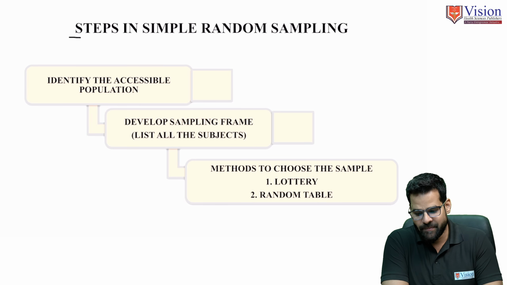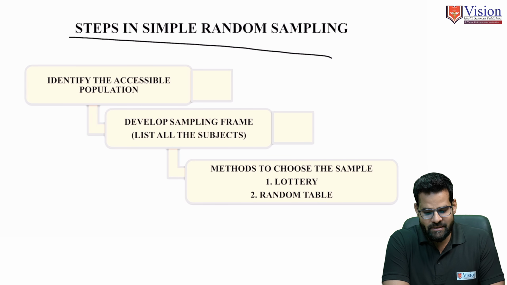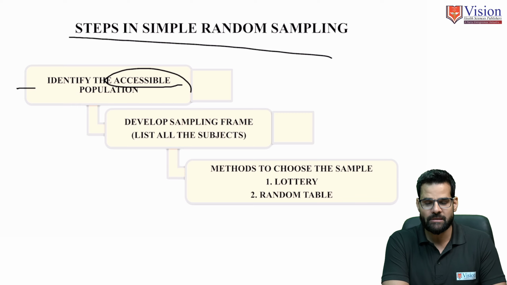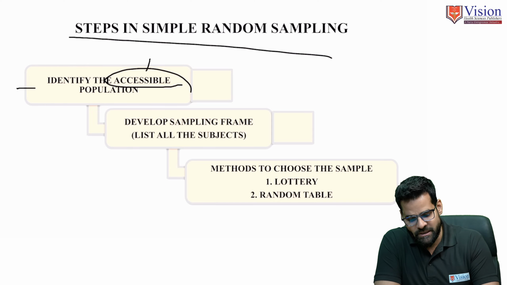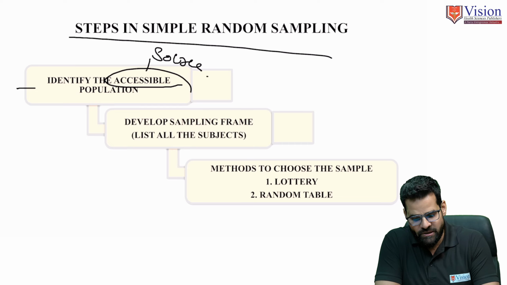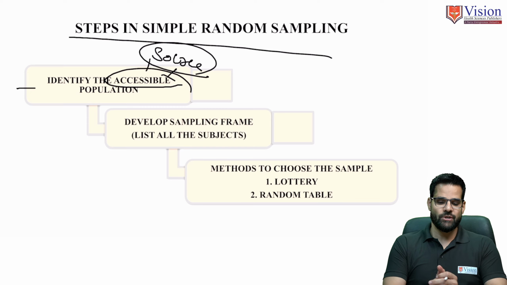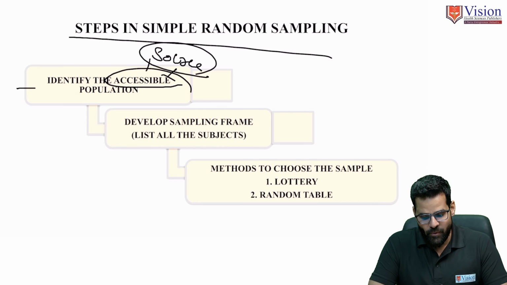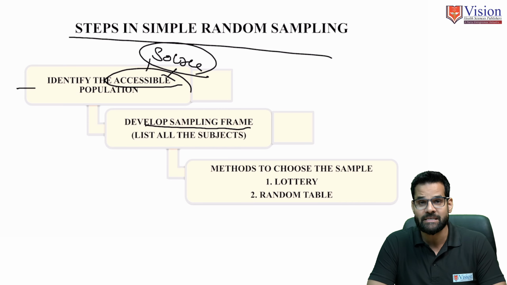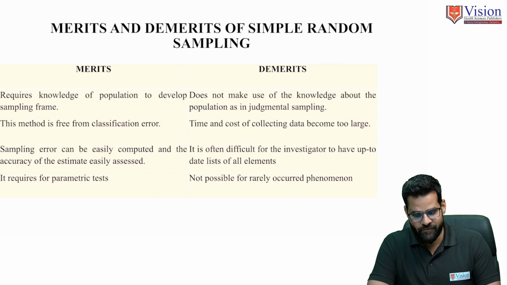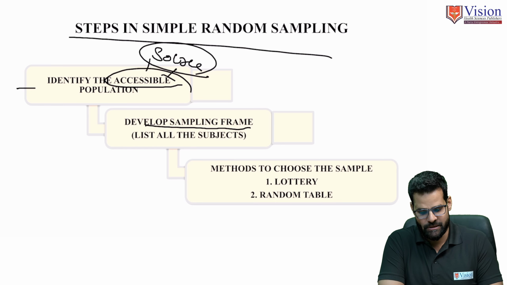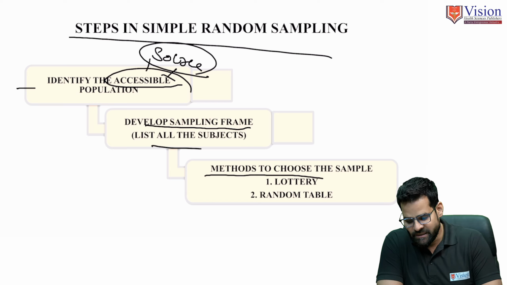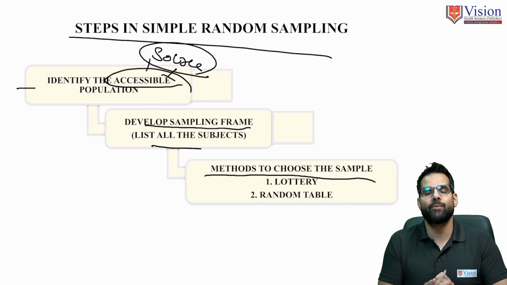Now, what are the steps in this? Identify the accessible population. If you remember my earlier lecture, accessible population is also known as the source population. Right? So identify the accessible population, then develop the sampling frame, that is listing. As you can see, there are 12 people in this, so I just made a list of all these people, like 1, 2, 3, 4, like that. I have to make the list. Then select from the list, deciding how you are going to draw.